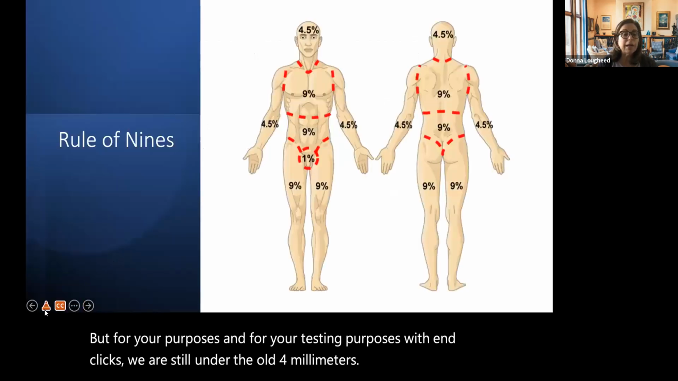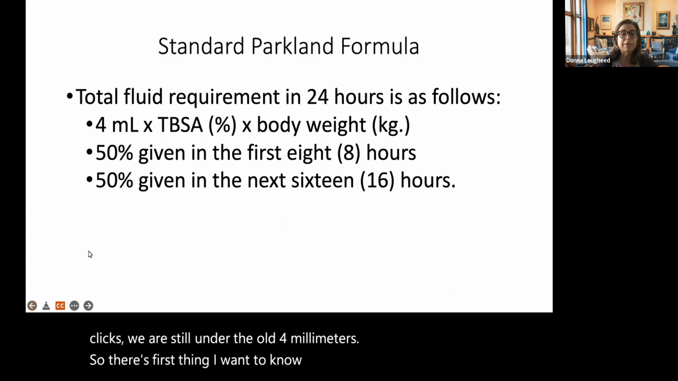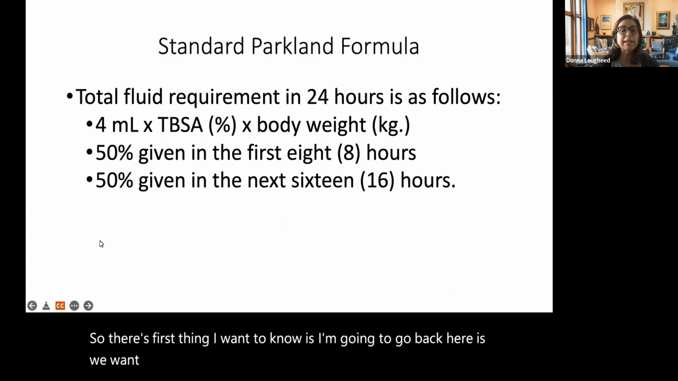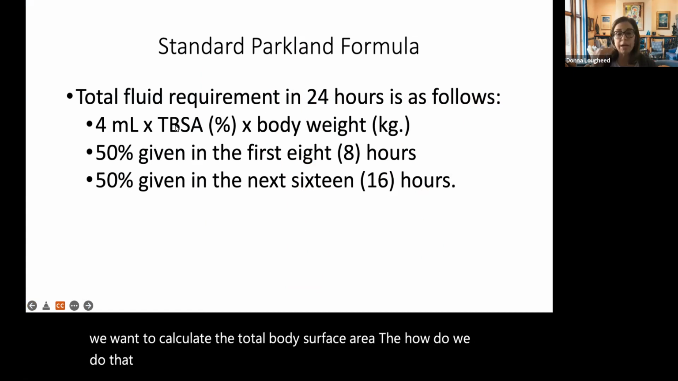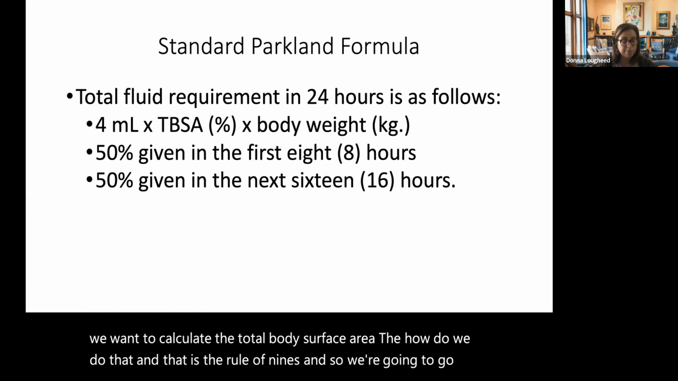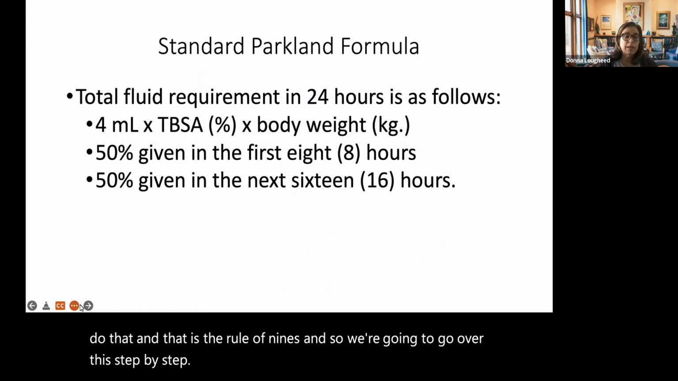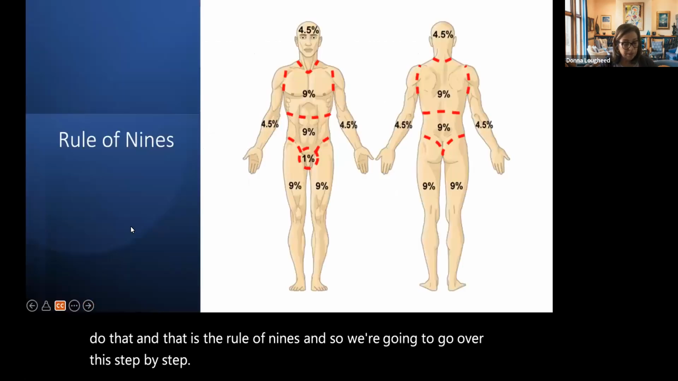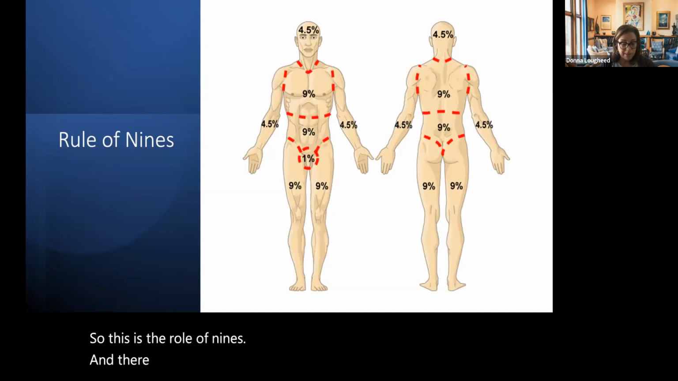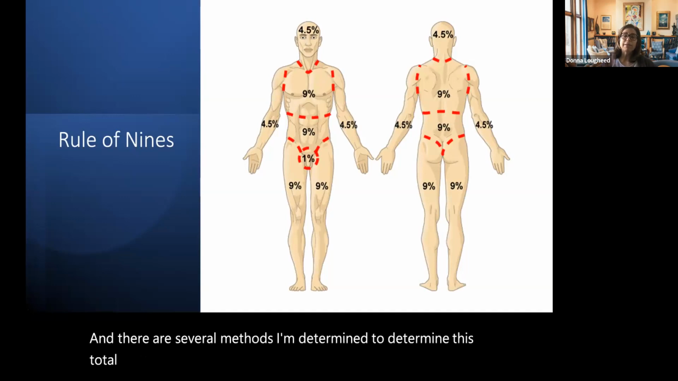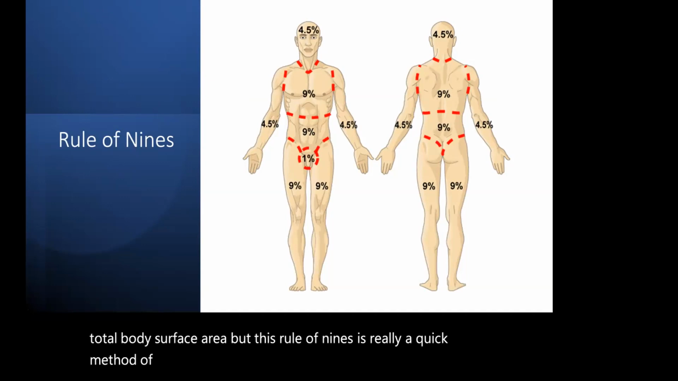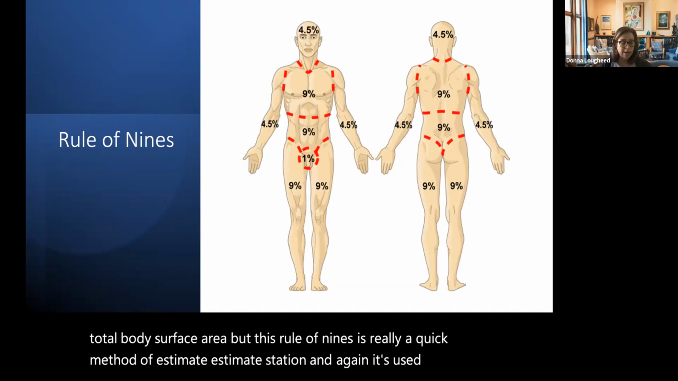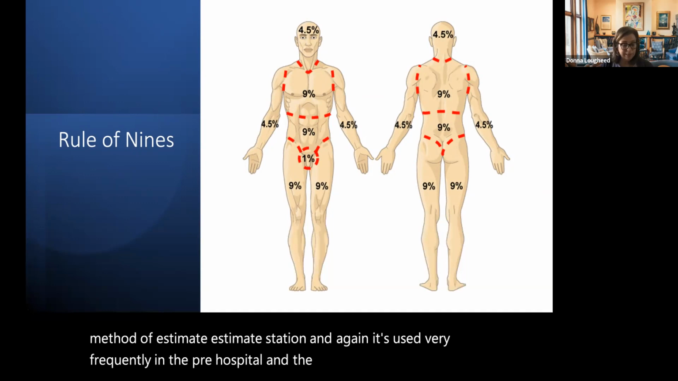So the first thing I want to know is, I'm going to go back here, we want to calculate the total body surface area. Now, how do we do that? And that is the rule of 9s. And so we're going to go over this step by step. So this is the rule of 9s. There are several methods to determine this total body surface area, but the rule of 9s is really a quick method of estimation. And again, it's used very frequently in the pre-hospital and the emergency care phases.